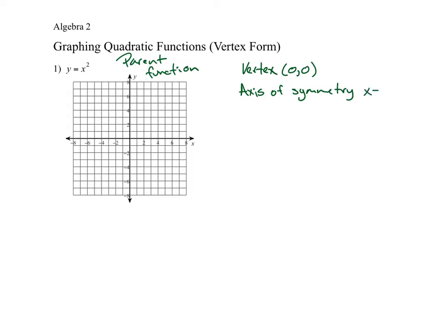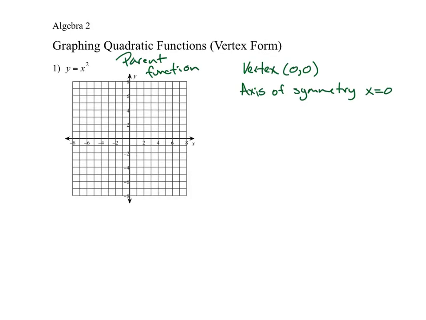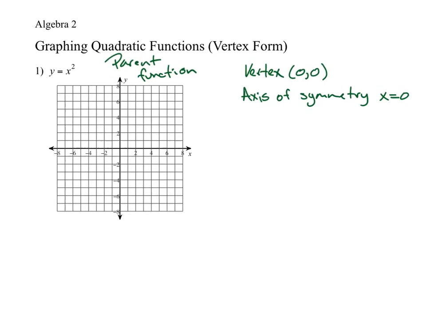is x equals the x value of the vertex, so x equals 0. Now I'm just going to start by marking that information. I'm going to start by marking (0, 0). I'm going to trace my axis of symmetry, as you see, in a dotted line because it is not part of the function. So now I can substitute points.